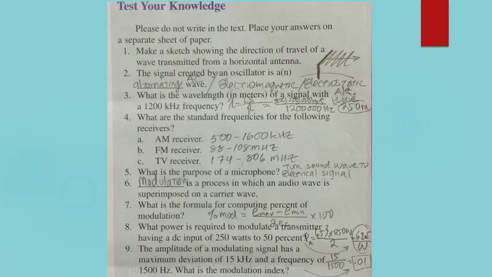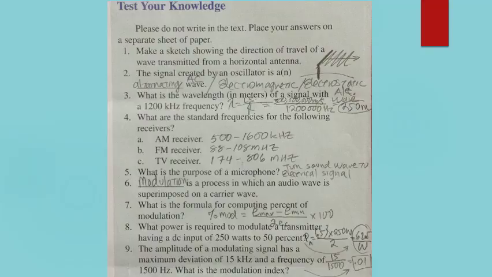Question 5. What is the purpose of the microphone? It is to turn sound waves into electrical signals. Question 6. Fill in the blank. Modulation is a process in which an audio wave is superimposed on a carrier wave. Question 7. What is the formula for computing percent of modulation? The formula is shown, where percent of modulation equals voltage maximum minus voltage minimum, divided by 2 times voltage EC, and all of that multiplied by 100.